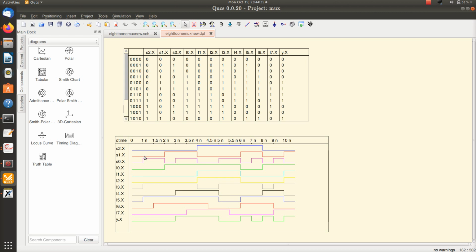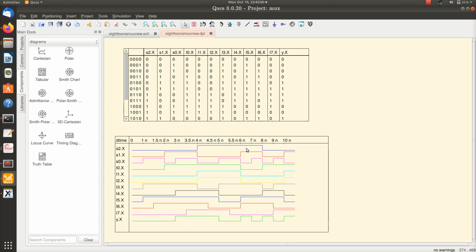So here you can try various examples. For 0, 0, 0, I0 comes out. I0 is a 0. That is my Y. And if I come here, say this 0, 1, 1, that is a 3. So I3 should come out. I3 is high, so that is why the output is high here.